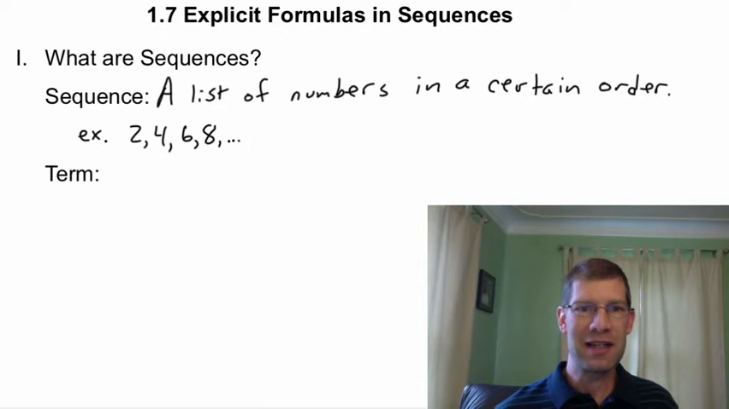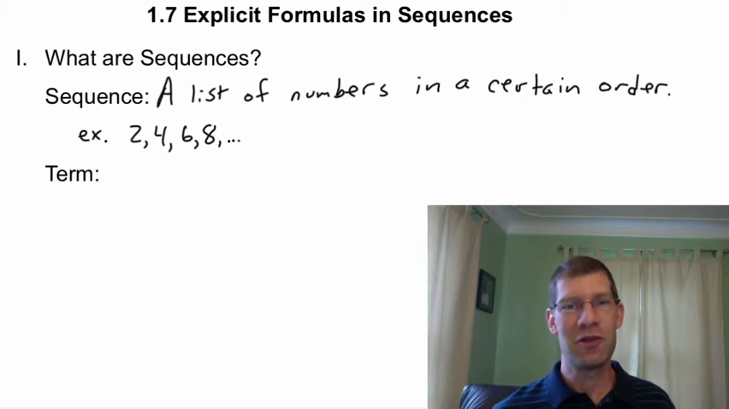comma, dot, dot, dot. But most of you would probably guess the next number is going to be 10, and then 12, and so on. It's just even numbers, and we're going up by 2 every time.